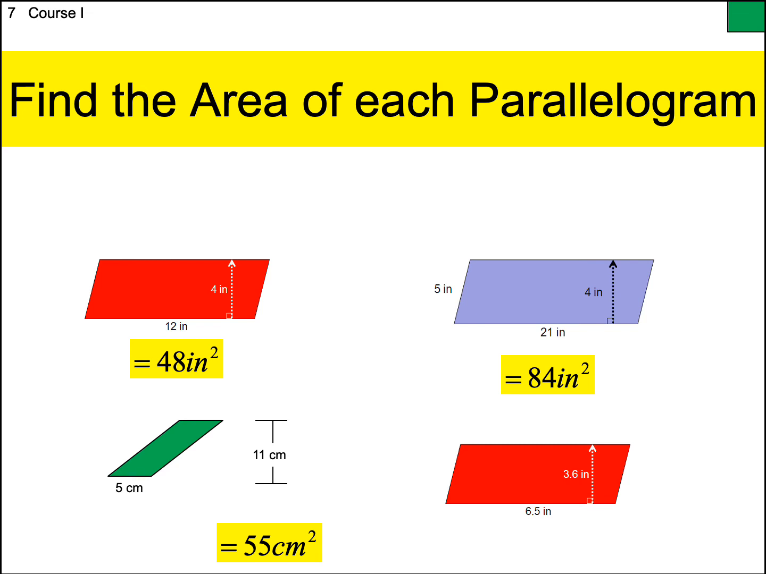The last one, the base is 6.5. The height is 3.6. So the answer is 23.4 square inches. Did you get them all right? All right, good job.